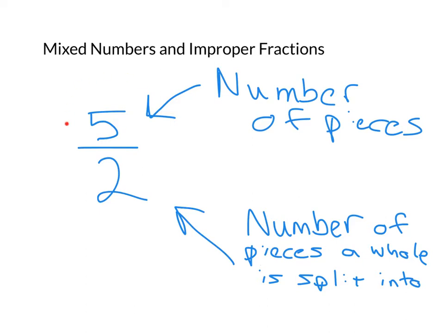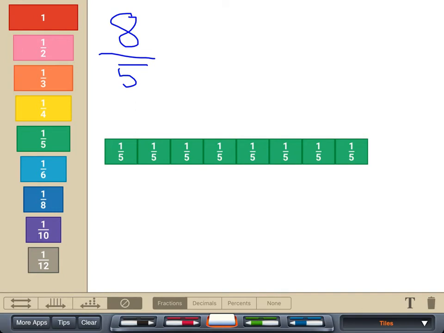The numerator of every fraction tells you how many pieces you're counting, how many pieces there are, how many pieces you're talking about, how many pieces you have, that kind of thing. So in this fraction, we have 5 pieces. And the denominator tells you the size of the pieces, or the number of pieces the whole is split into. So in this fraction, we have 5 pieces that are 1/2 size. The denominator is 2, which means our pieces are halves. So how many halves do we have in 5 halves? We have 5. Anyway, we're going to look at first turning an improper fraction into a mixed number.